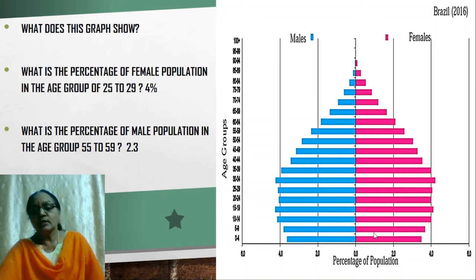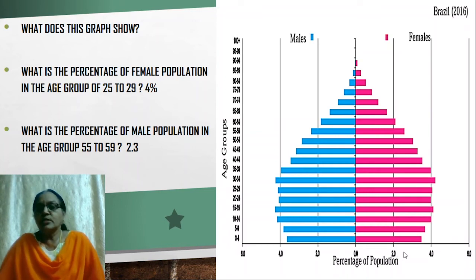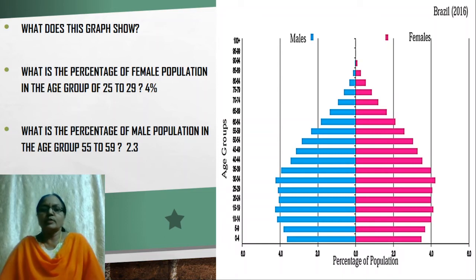Now look at the colors of the two graphs here. The bars here, the pink one shows that this is the female population, and the blue bar shows that it's a male population. Is that clear? So this is the population pyramid of Brazil for the year 2016.